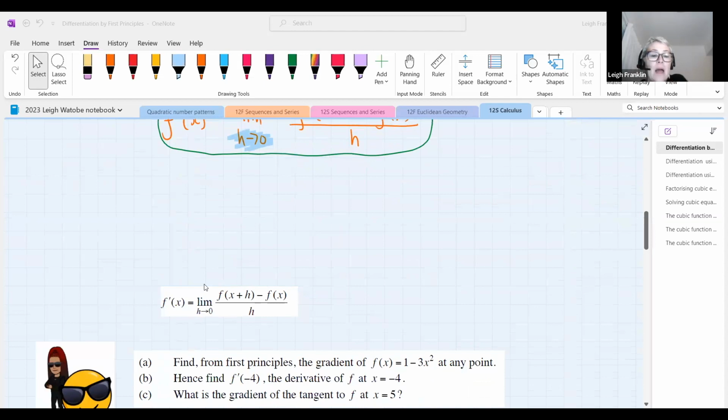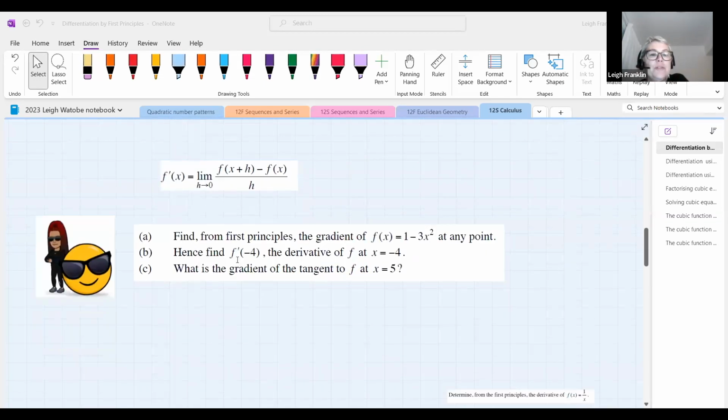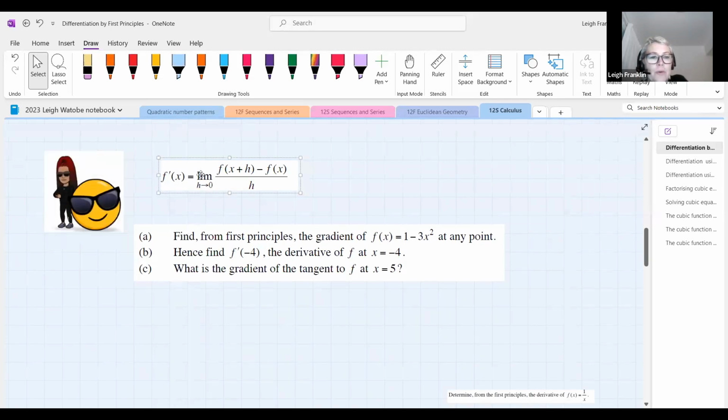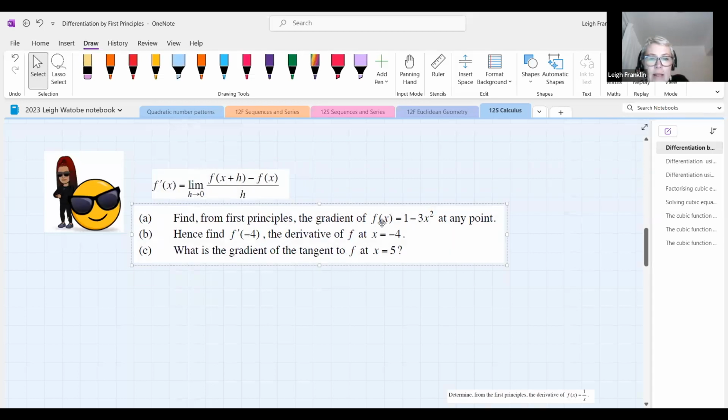Okay, so let's do this example first. They've asked us to determine from first principles, here's our first principles formula, the gradient of f of x equals 1 minus 3x squared at any point. Okay, so this is what we would do.